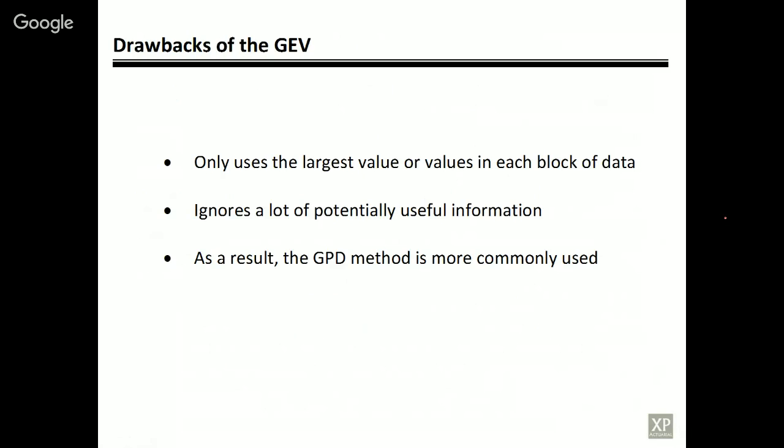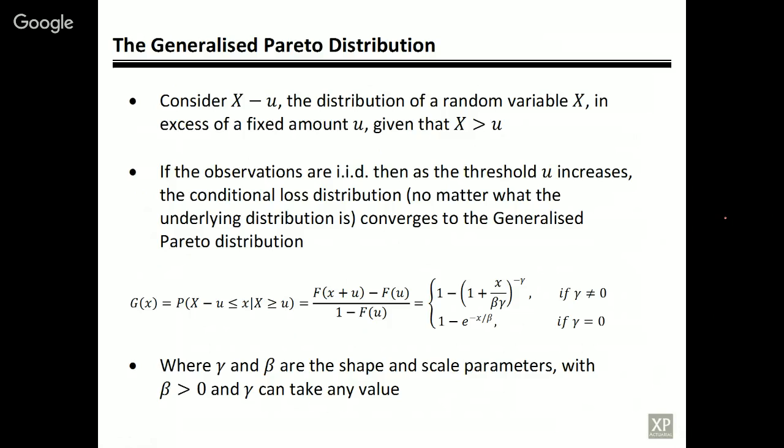So what are the drawbacks of the GEV? Well, it only uses the largest value or values in each block of data. So it ignores a lot of potentially useful information. So as a result, the GPD method is more commonly used. So what is the GPD? Well, it's the generalized Pareto distribution.